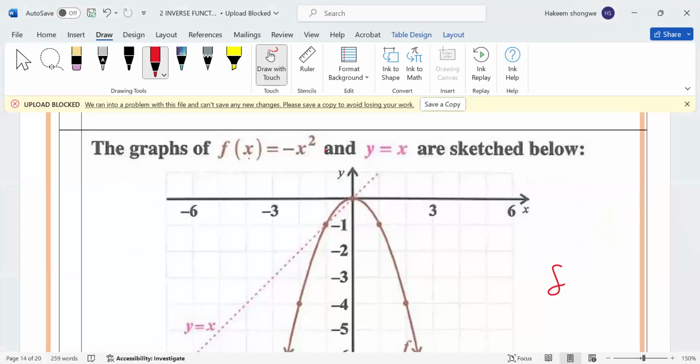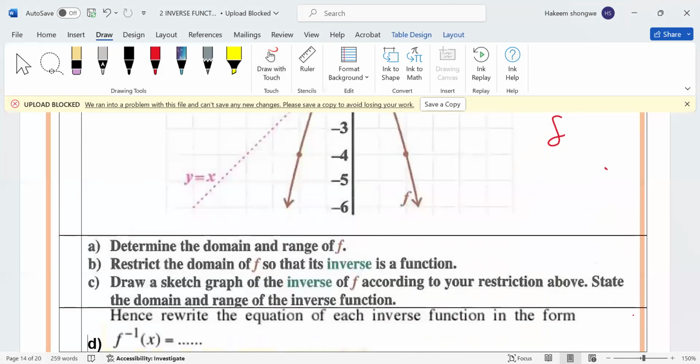So the following graph that you see here is a graph of f of x, which is given as minus x squared. And then you also see this line, y equals x. And then they start to ask us the following questions. They say, determine the domain and the range of f. What will be the domain of f?